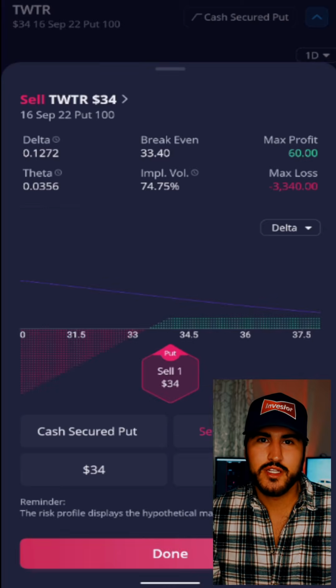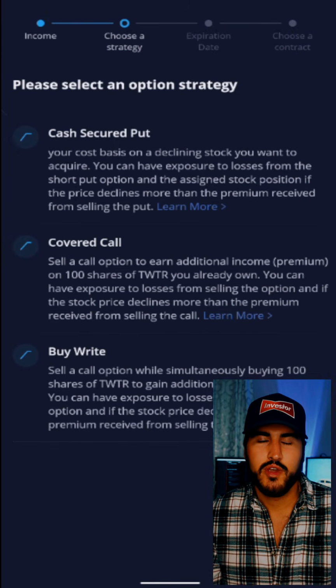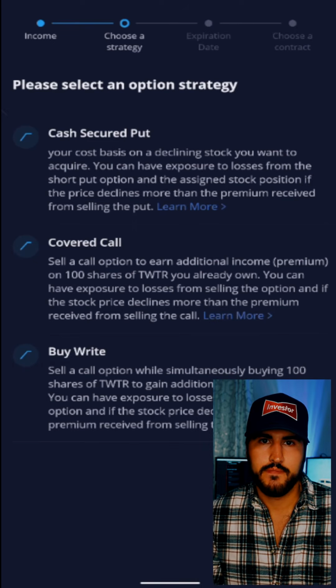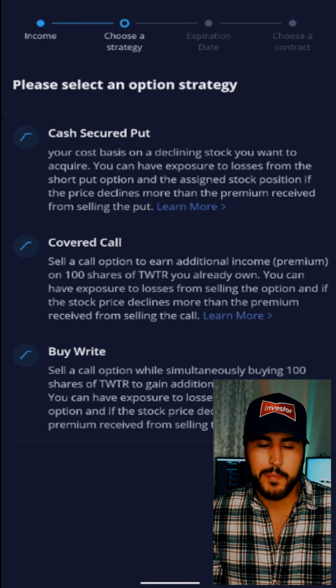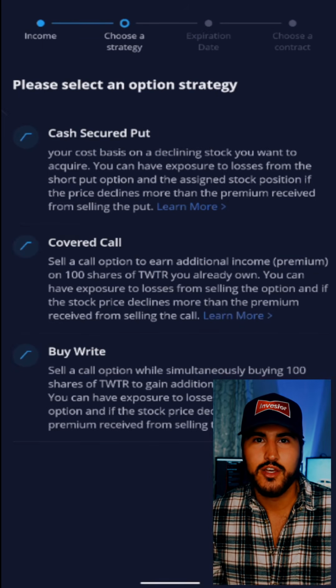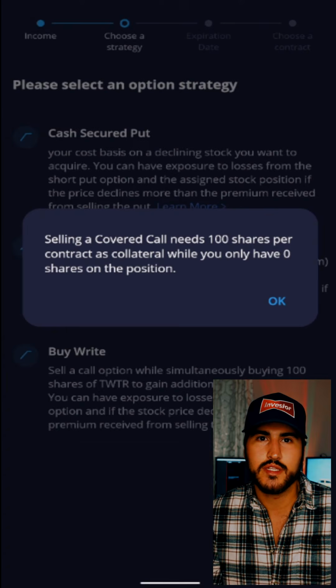So let's go back to the other screen to see what other options strategies we have. We have covered calls and buy write. Now, a covered call, you need to have 100 shares to do that. A buy write is buying 100 shares and then selling a call option against it, which is basically a covered call anyway. If you don't have 100 shares and you hit covered call, this is the error you're going to get.